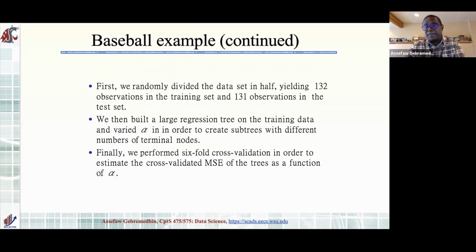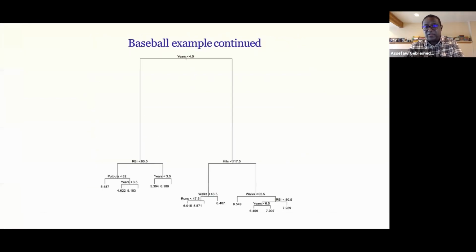So for the baseball example that we saw before, we could do this and see what our alpha would be. Now we have this data set and it has some number of players and it is divided halfway. 132 of it is used for training and the other half is used for the test set, because we are going to use cross-validation to determine our alpha to prune our tree. And so our task now is to find a good value for alpha. In other words, where to prune.